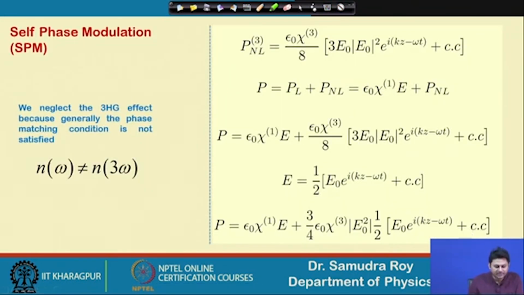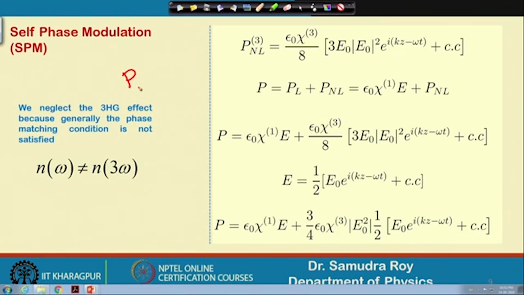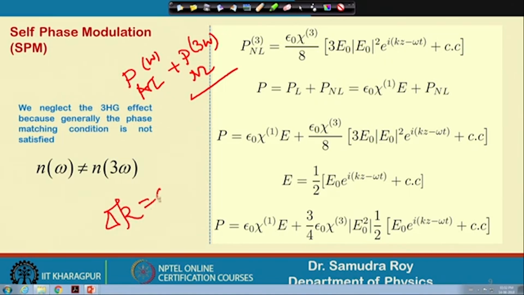So, now let us try to understand what is self phase modulation, rather the Kerr effect. So, the Kerr effect is something which we just try to understand here. In the polarization we have two terms in our hand, one is P nonlinear omega, and another is P nonlinear 3 omega. So, we know that this 3 omega term will lead to third harmonic generation, which we will discuss in detail later. But normally in order to excite a third harmonic wave, we need a phase matching condition, our old phase matching condition delta k equal to 0.